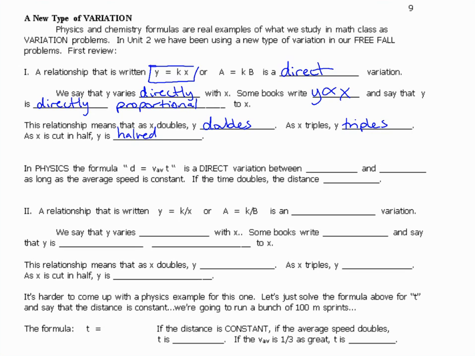The physics formula, distance equals average velocity times time, is a direct variation between time and distance. As long as the average speed is constant. If time doubles, the distance doubles.